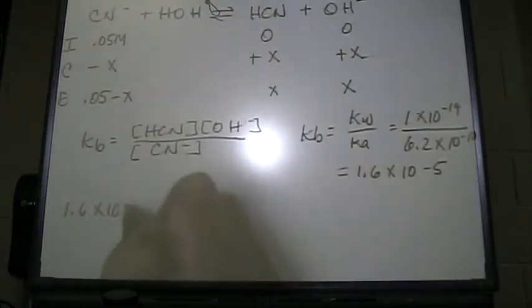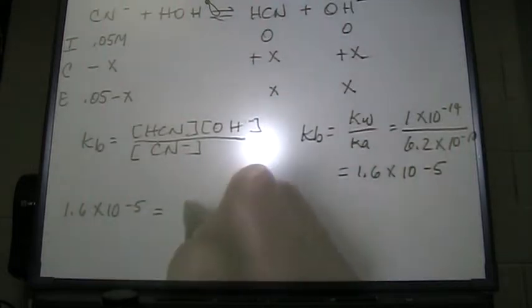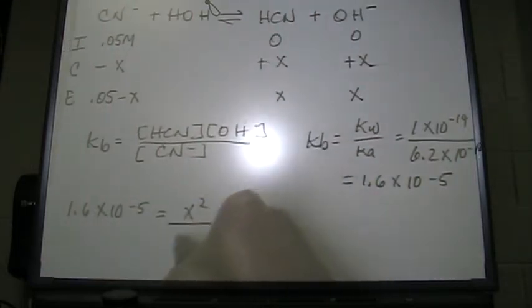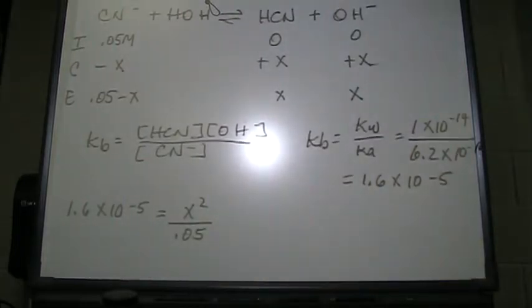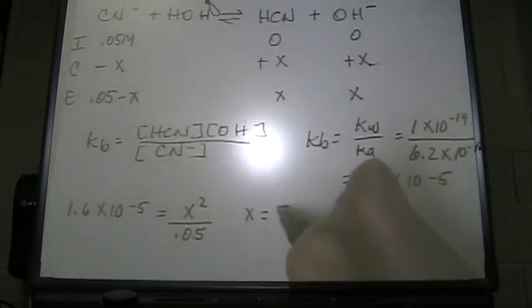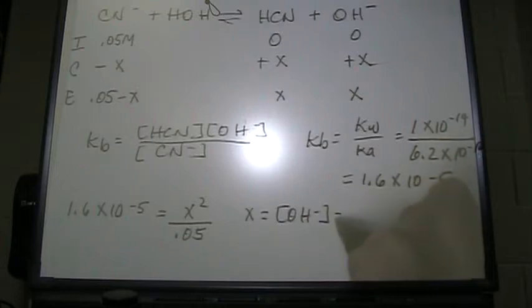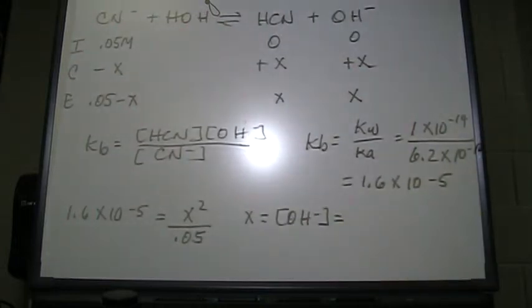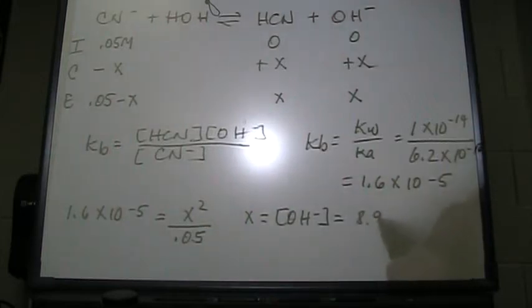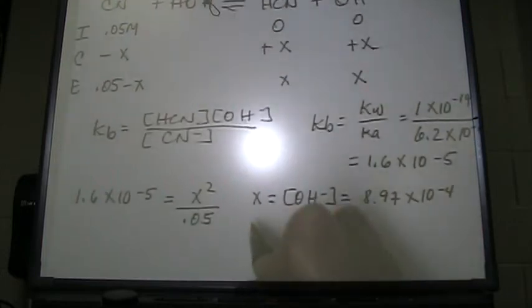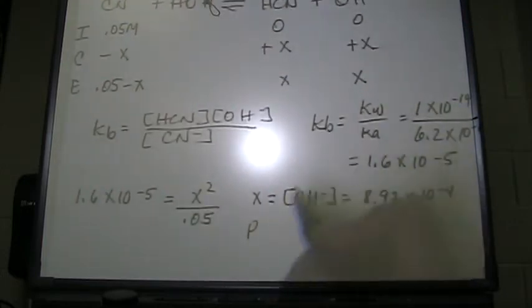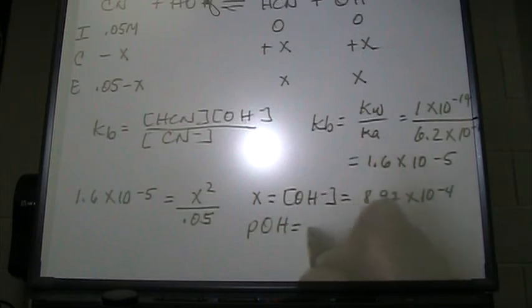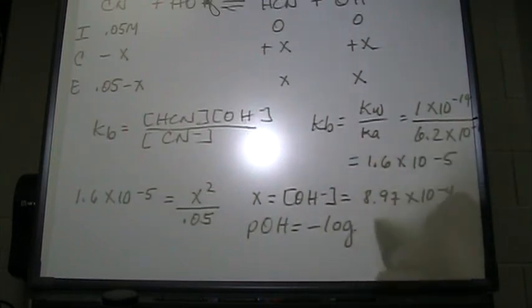So 1.6 times 10 to the negative 5 is equal to x squared over 0.05. X, which is equal to the hydroxide ion concentration, is equal to 8.97 times 10 to the negative 4. From that, you can find the pOH, which is equal to the negative log of this number.